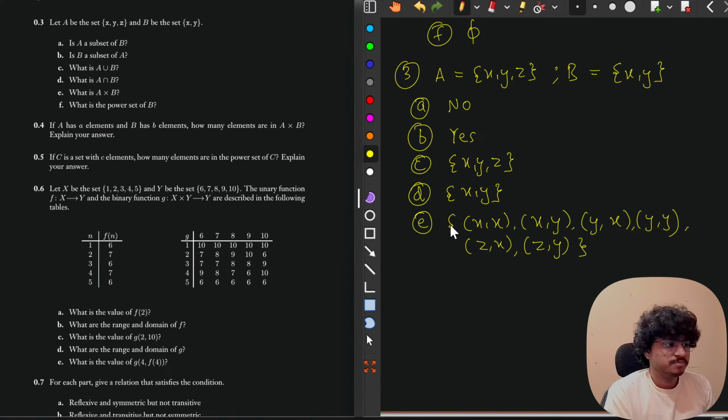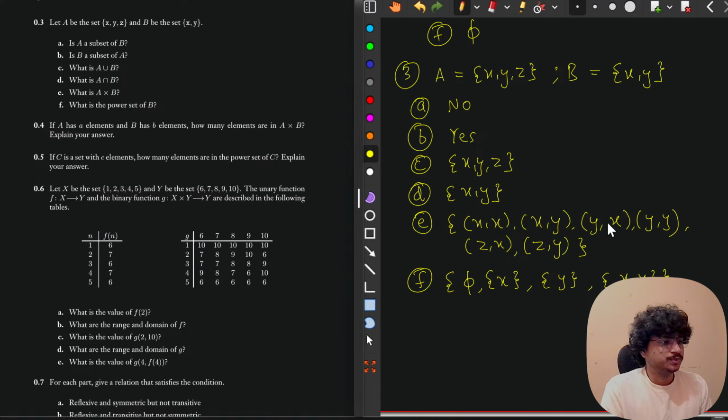What is the power set of B? The power set of B is the set of all subsets of B. It will be phi, X, Y, X comma Y. And there are four elements, right? And 2 to the power 2 is 4. So that's right. This is also done.